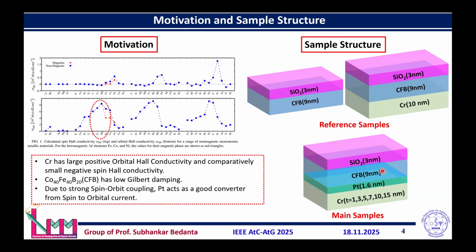So we need a converter from the spin current to the orbital current to see this inverse orbital Hall effect. For that purpose I have taken platinum, a very thin layer of 1.6 nanometer, in between the chromium and the CFB. So this is my sample structure. These upper two samples are reference samples, and this is the main sample where I have put the platinum below. These samples have been prepared by sputtering techniques under an ultra high vacuum environment.